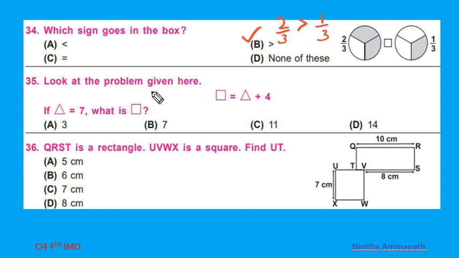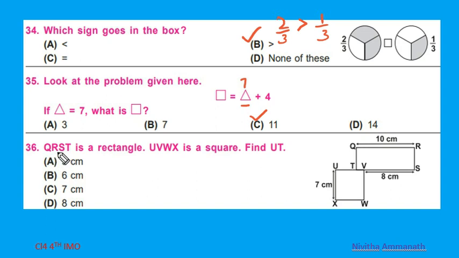Next one, look at the problem given here. Square equal to triangle plus 4. If triangle equal to 7, what is square? Triangle equal to 7, if we write this as 7, so square equal to 7 plus 4. 7 plus 4 means 11. So C is the correct option.